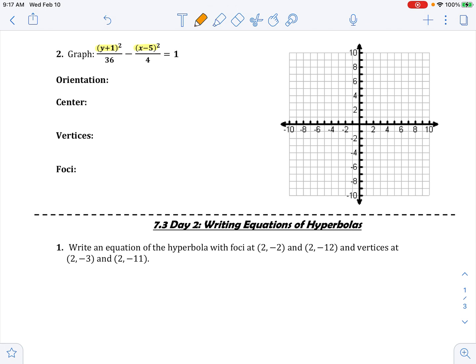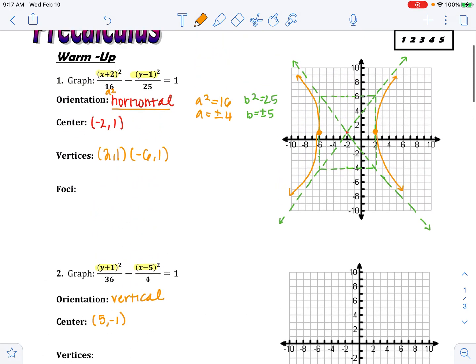So first off, the orientation. Remember, I look at the numerators. This goes y, then x. So this is a vertical hyperbola. h, k is 5, -1. Remember, h is with x, k is with y.